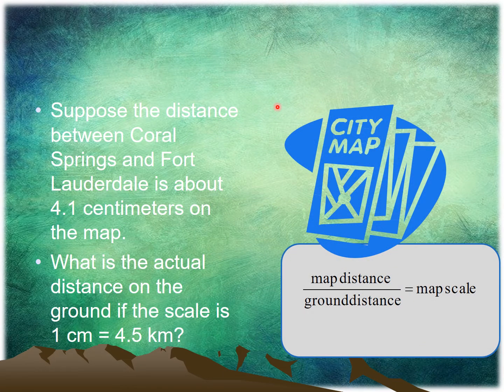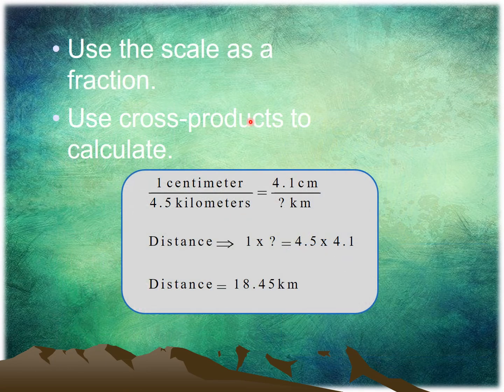Suppose the distance between two cities is about 4.1 centimeters on the map. So what is the actual distance on the ground if the scale is 1 centimeter equal 4.5 kilometer? We'll use this formula. So first use the scale as a fraction, 1 centimeter over 4.5 kilometer. That should be equal 4.1 centimeter over x kilometer. Then we'll use the cross product to calculate the value of x. X represents the distance, so you can say distance equal 18.45 kilometer.